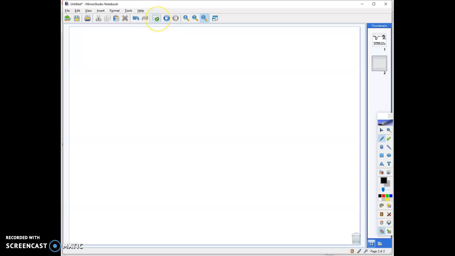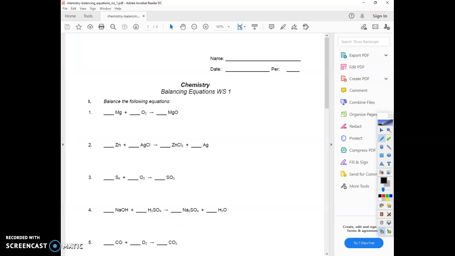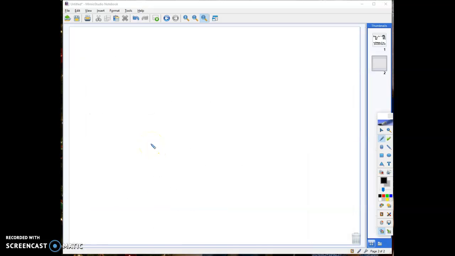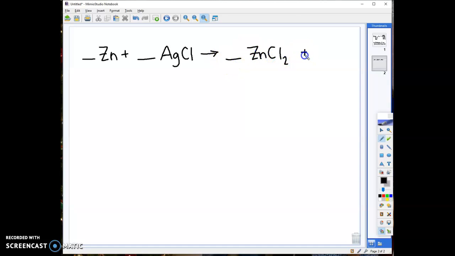So let's look at another example. We've got Zn plus AgCl. So we've got zinc plus silver chloride yields zinc chloride plus silver. Let me double check and make sure I've got that right. Yes, okay. So I'm going to start out the same way.